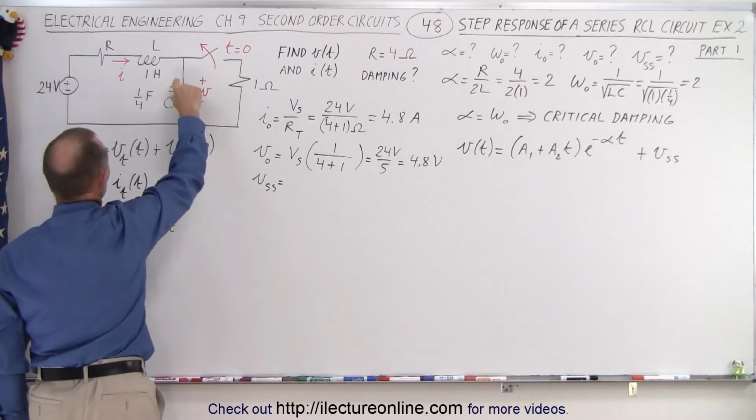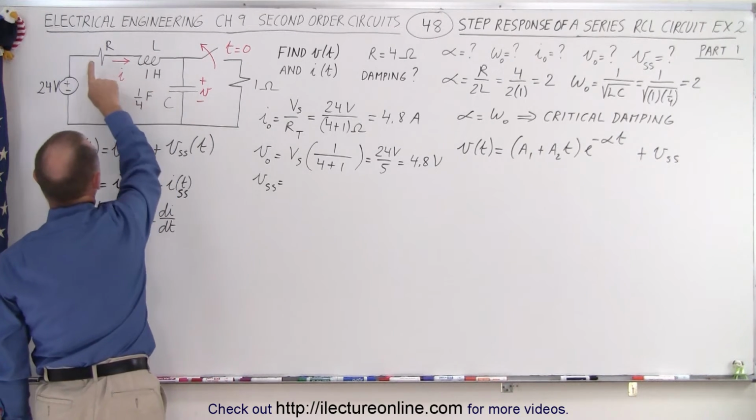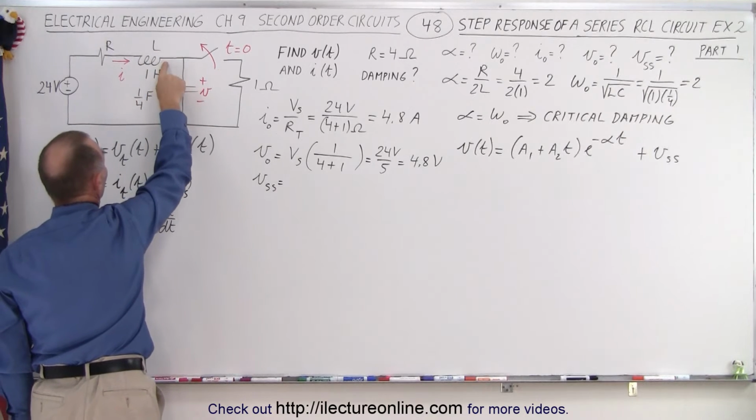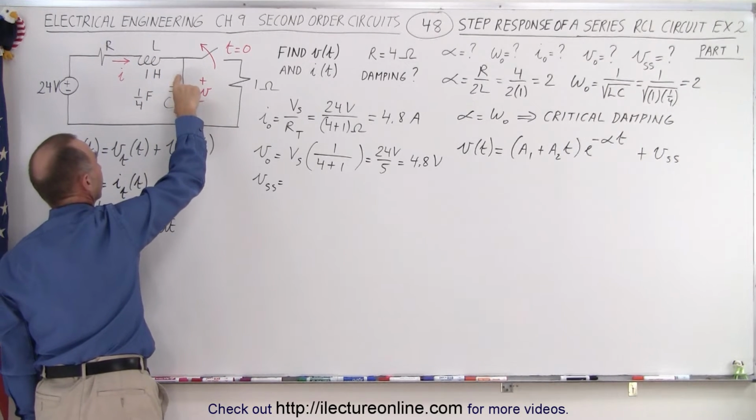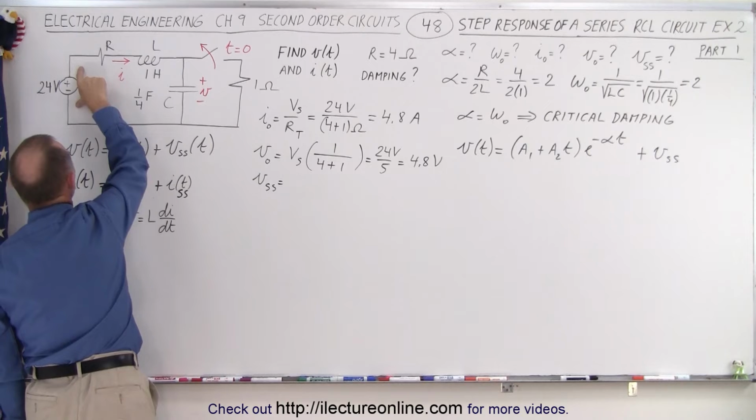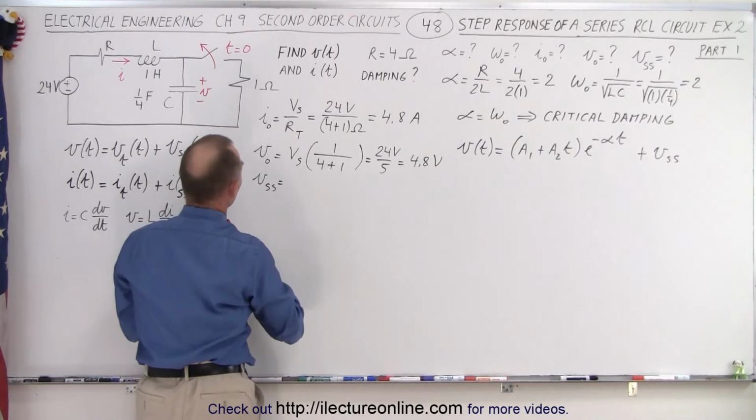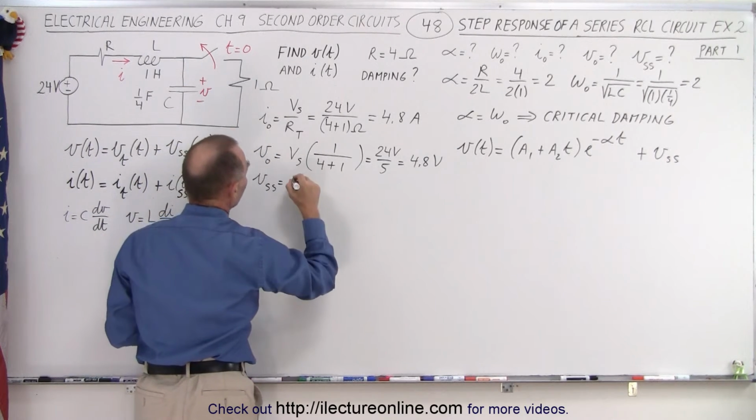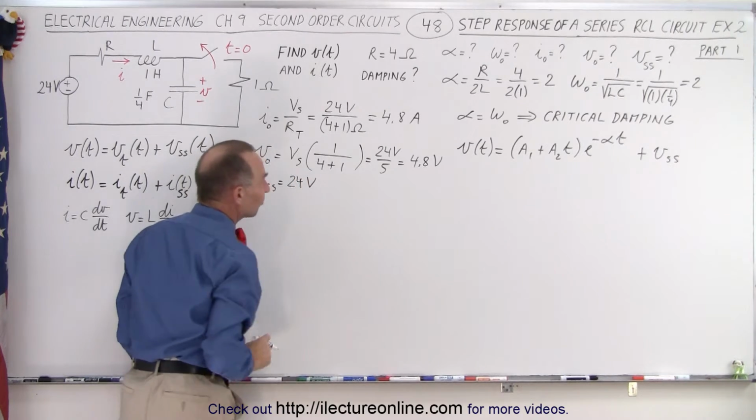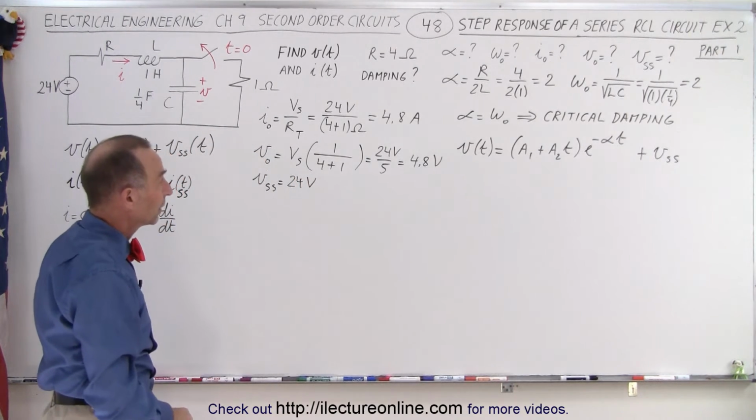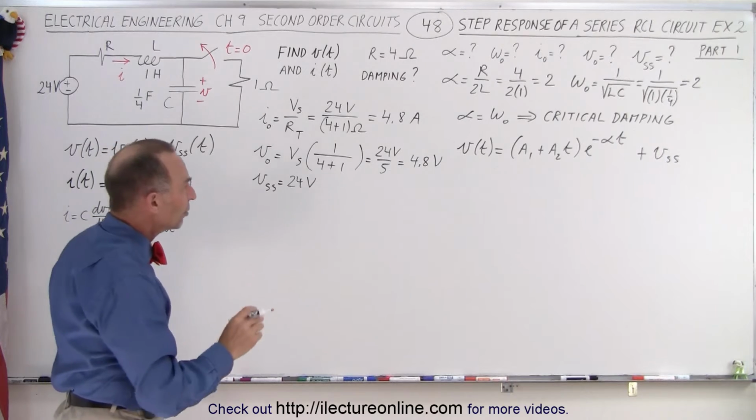Once the capacitor fills up with charge, the current stops flowing, so there's no voltage drop across here, no voltage drop across here, so the voltage across the capacitor must equal the voltage of the source. So therefore, the steady state voltage across the capacitor will be 24 volts. So now we have all that information. We're now ready to find the constants.